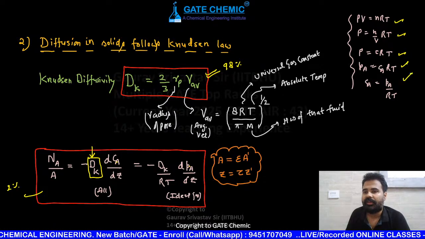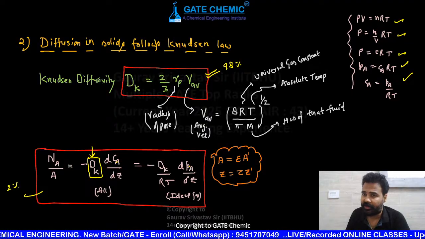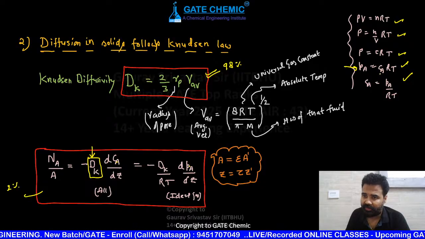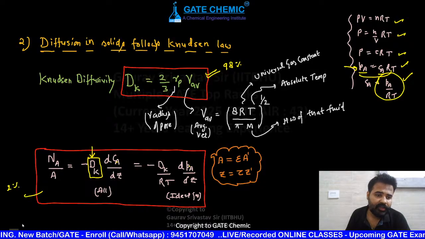You can see P equals nRT, so P equals n by V times RT. n by V is moles per volume, that is concentration. So for any particular component, PA equals CA RT, and CA will be PA by RT. So here nothing is special.